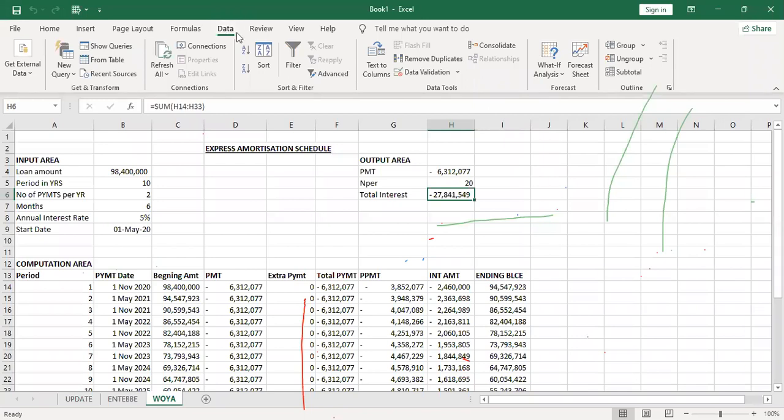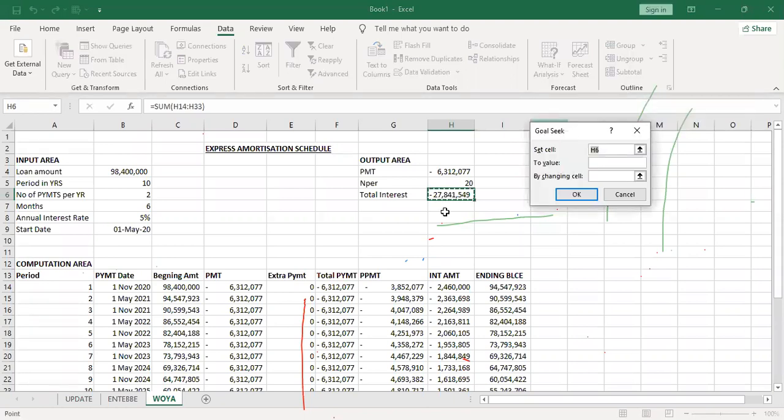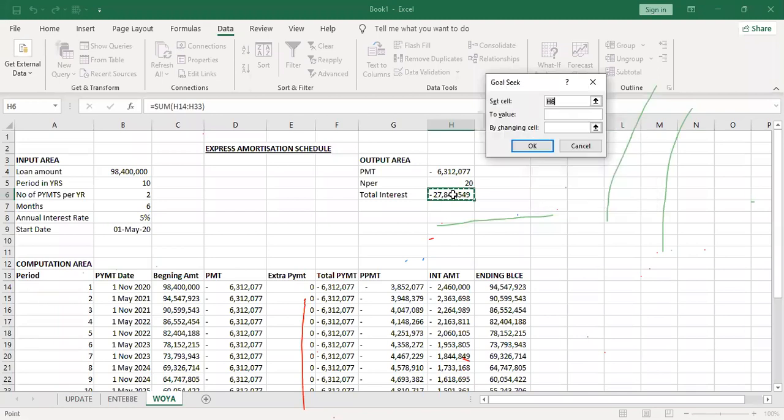Then after data, click on what if analysis. Data, what if analysis. Then click on goal seek. Data, what if analysis, goal seek. Set cell. Now, do you see that your total interest cell is highlighted? Or it is not yet highlighted?